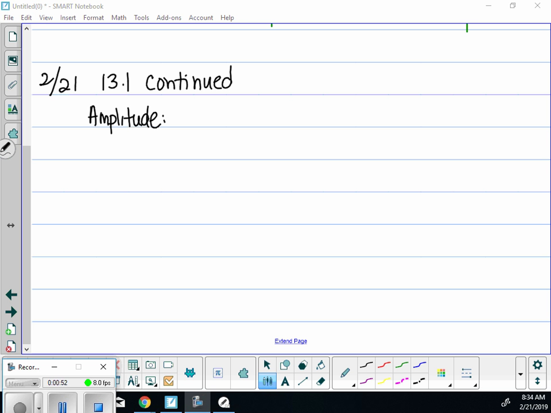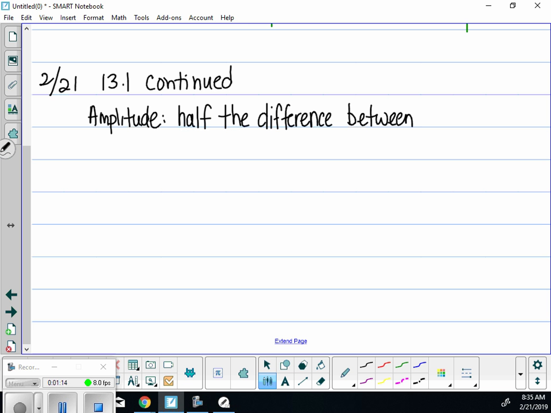So the amplitude is half the difference between the minimum and the maximum values.